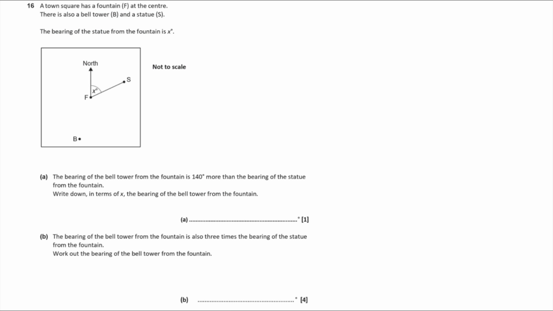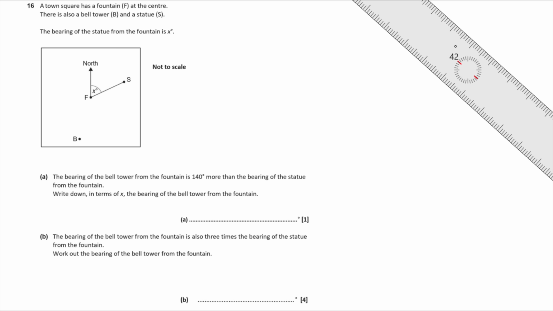Question 16. A town square has a fountain F at the centre. There is also a bell tower at B and a statue at S. The bearing of the statue from the fountain is x degrees. Part A says the bearing of the bell tower from the fountain is 140 degrees more than the bearing of the statue from the fountain. Write down in terms of x the bearing of the bell tower from the fountain.